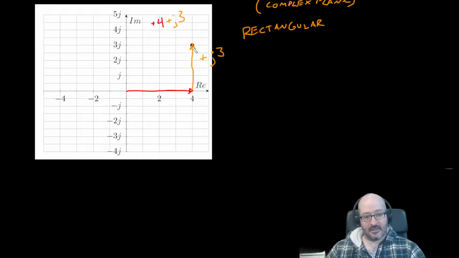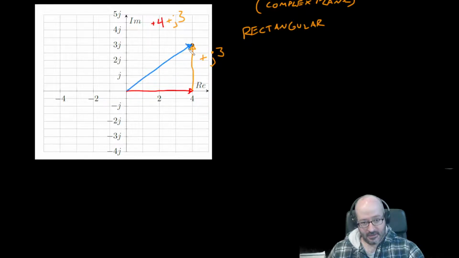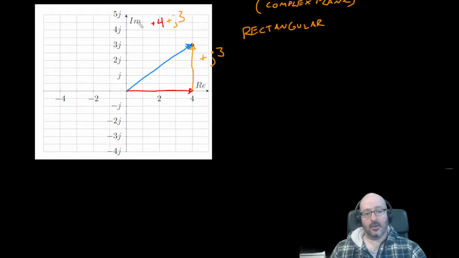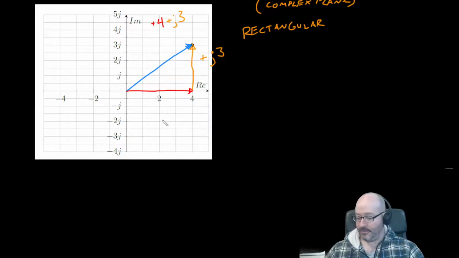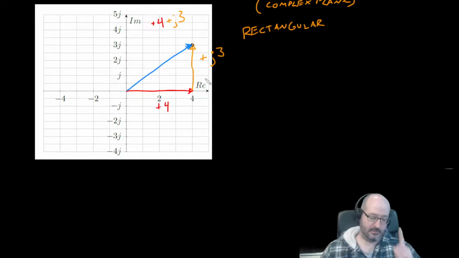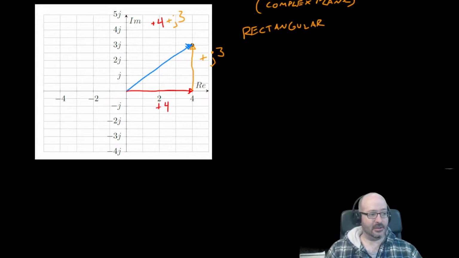And that point is really the end of a vector that looks like this. Okay, so we get our rectangular form that way. Let me get the +4 down here. Okay, so I get direction and distance, but I break it into 2 parts that are orthogonal to each other. All right, so that's rectangular form. We get distance and we get direction.